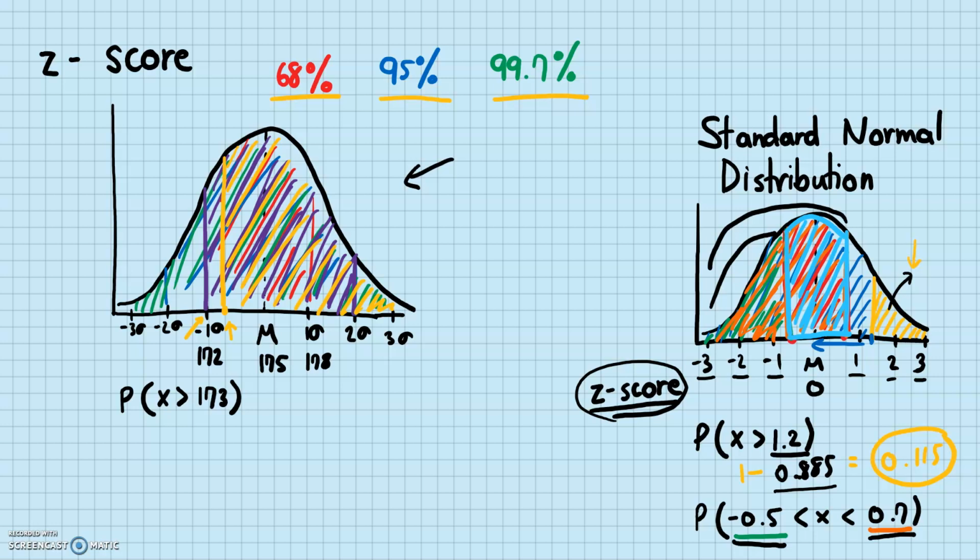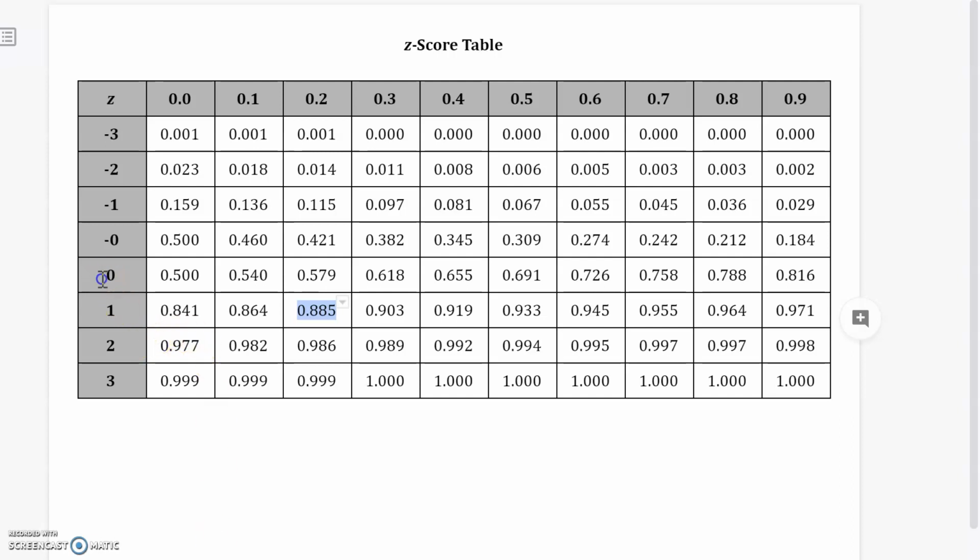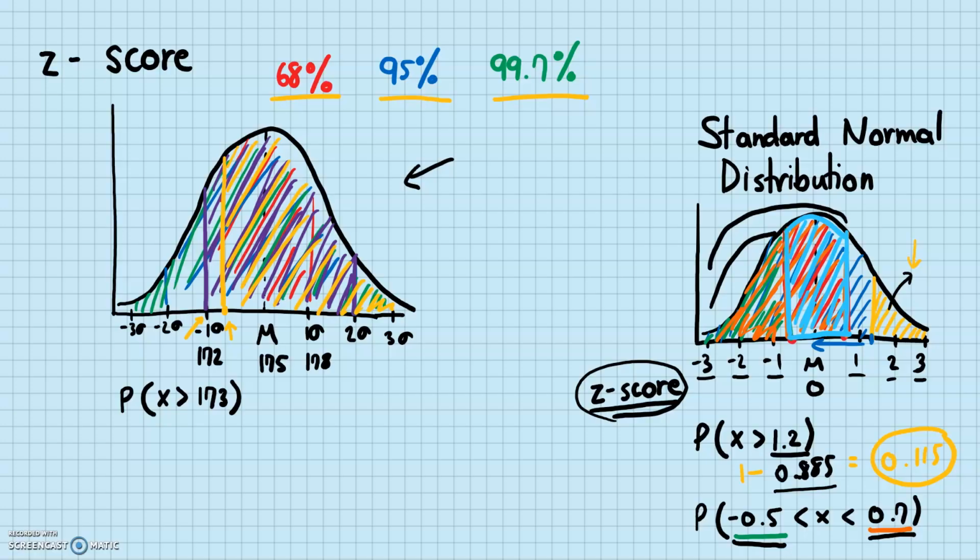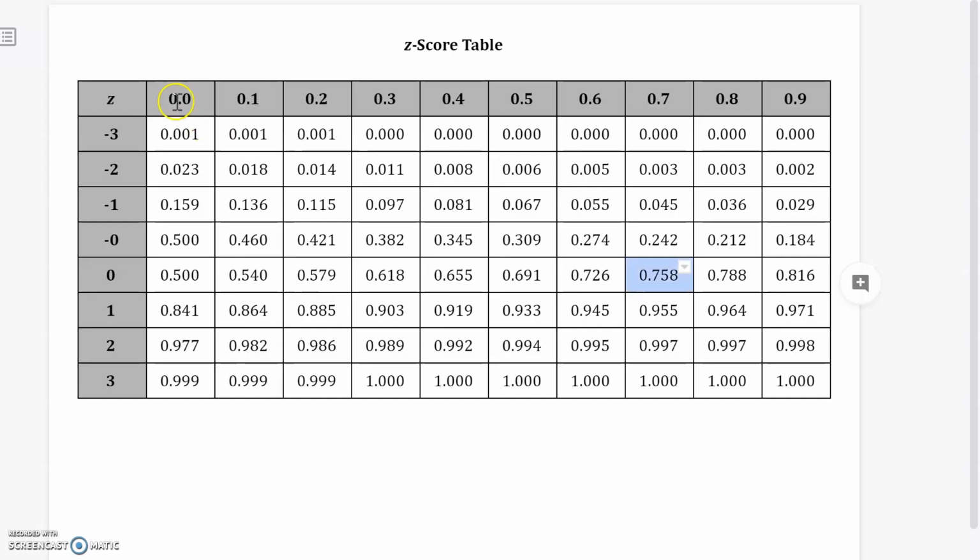So 0.7 is going to be here, 0, and then 0.7 is right here. So it's going to be right there, 0.758. Okay, so that's 0.758. And how about negative 0.5? Negative 0.5, we'll have to look at the negative 0, not 0. Negative 0, and then 0.5 is right here. So negative 0.5 is 0.309.